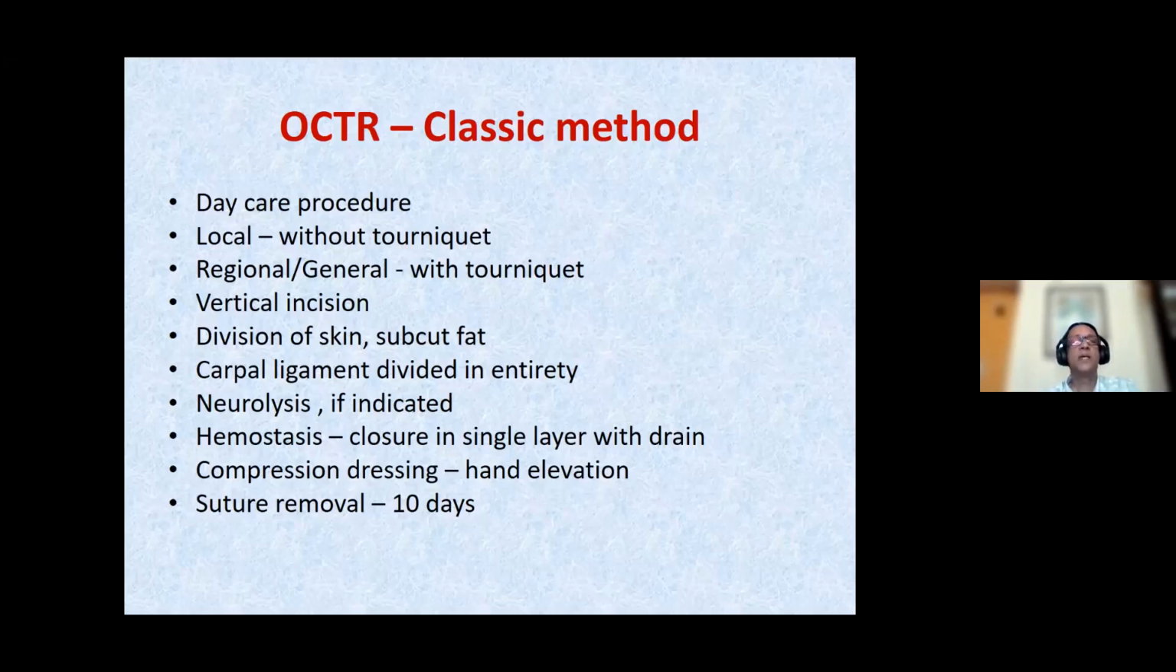And sometimes, if indicated, we also do a neurolysis, usually an extraneural or an intraneural neurolysis, because if you find that the nerve is very much compressed, or there is a narrowing or a smaller size, then we possibly will do a neurolysis. And once this is done, hemostasis is obtained, and the skin is closed in a single layer with a compression dressing and normal hand elevation. Stitches are generally removed within about 10 days' time.